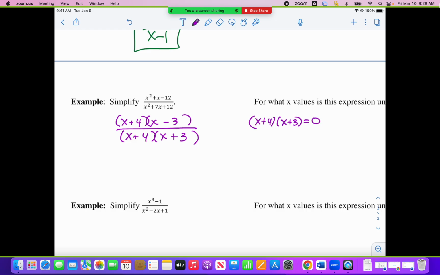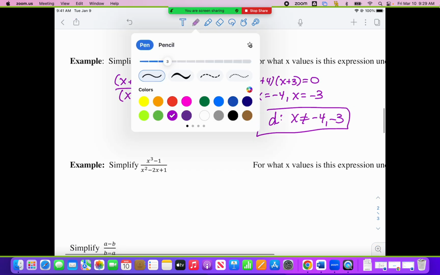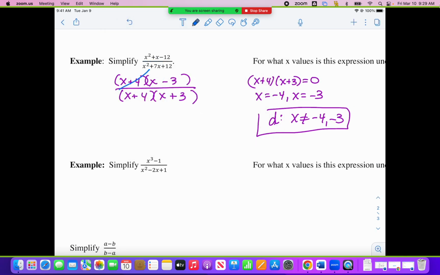I would set the denominator equal to 0. So that's going to be the domain. Then the x plus 4's cancel, and I get x minus 3 over x plus 3. And for some reason, it is so tempting for students to try to cancel the x's or cancel the 3's. Let me show you why we can't do that.